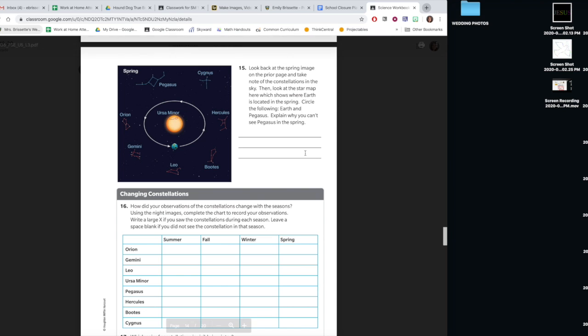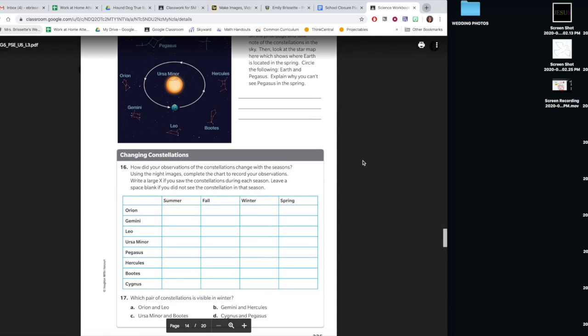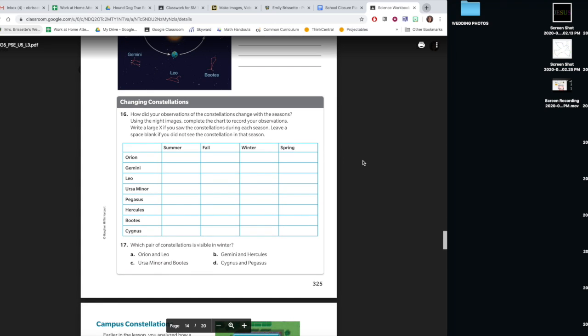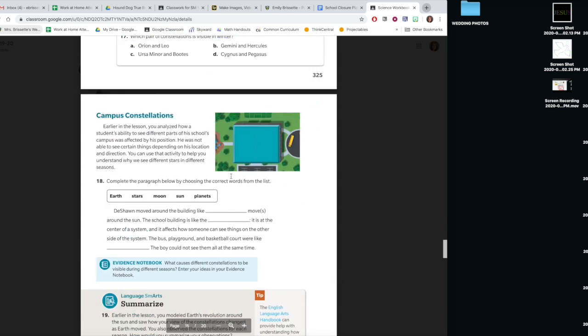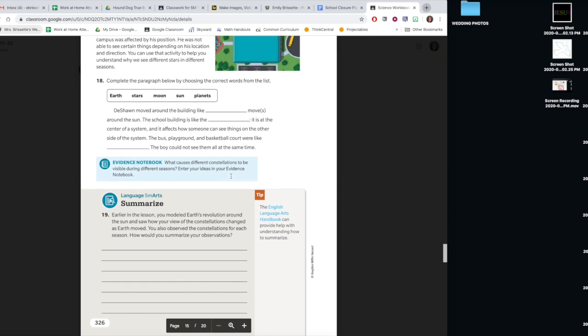And so you get to do a little bit of research, and you should be able to answer this chart. If it's complicated, don't worry about it. But you should be able to answer this chart, and then you finish with 326. So that's your science for today.